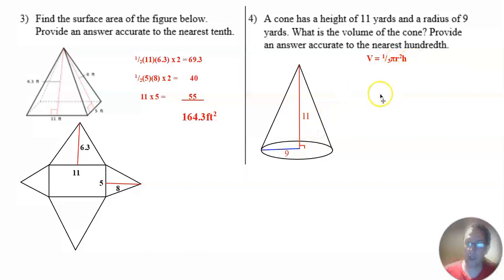And so we have 1/3 pi times 9 squared times 11. Stick that in the calculator, hit enter, and we end up with 933, let's see, to the 100th, 0.05 cubic yards. Right. So that one was easy. Just plugging numbers in, hitting enter. Okay, let's look at the next ones.